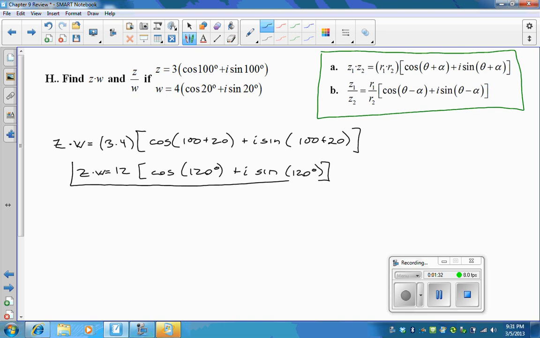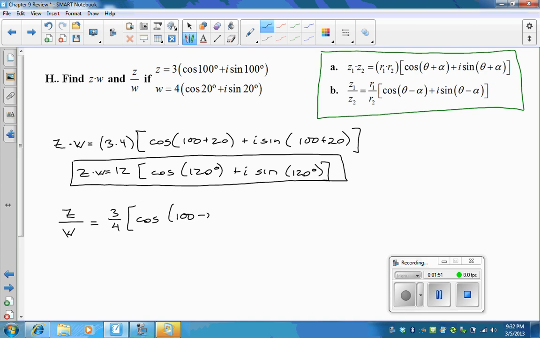Z divided by W. Almost as easy. I would say it is as easy. Following the formula, you divide the R's, so Z divided by W, I would do 3 divided by 4. And then we subtract the angles, so cosine of 100 minus 20 plus I times the sine of 100 minus 20. And then we'll clean that up: 3/4 cosine of 80 degrees plus I times the sine of 80 degrees.